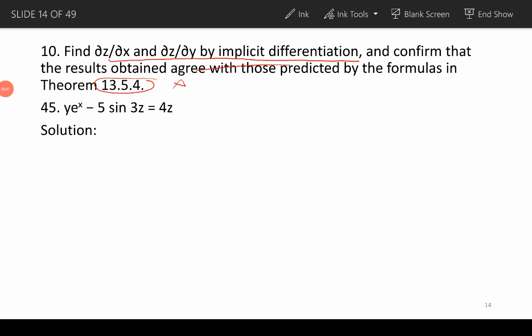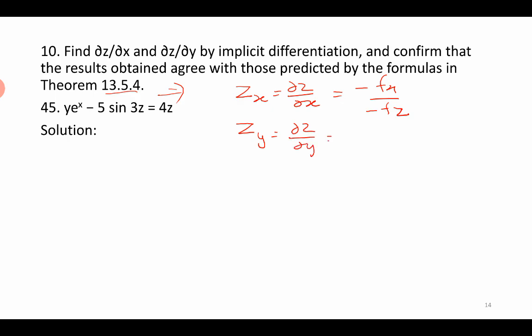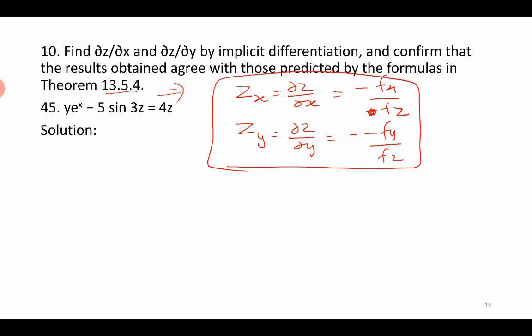Okay, we will use both the methods here. First we will use implicit differentiation and then verify by using the formula. The formula from theorem 13.5.4 says that the derivative zx, that is ∂z/∂x, is negative fx over fz. In a similar way zy, which is ∂z/∂y, is negative fy over fz. We can find by using this formula and then verify.